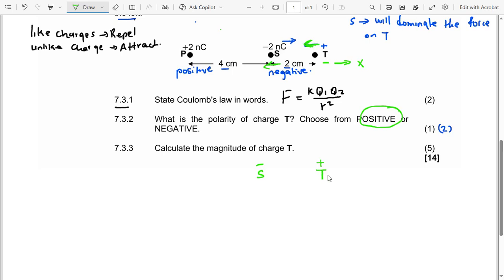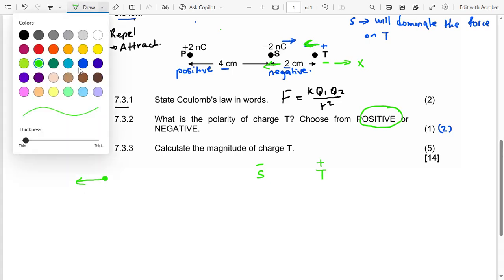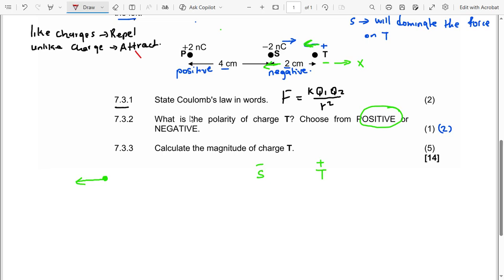S is negative. So if I draw my free body diagram, I'll have a force that is going in that direction on T. This is the force that I'm only interested in. Look at this. This is force of attraction. So the one that is acting on T, this guy there is the one that I'm interested in. And we're going to call this the force of what? Is going to be the force of S on T is the one that we are looking for. So it's going to that direction.